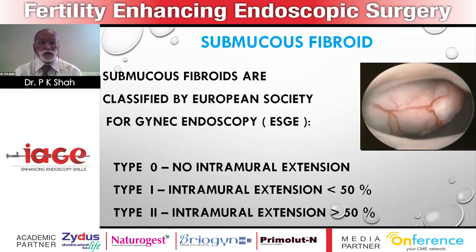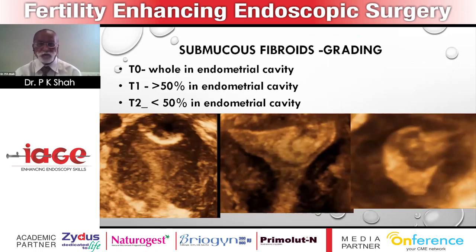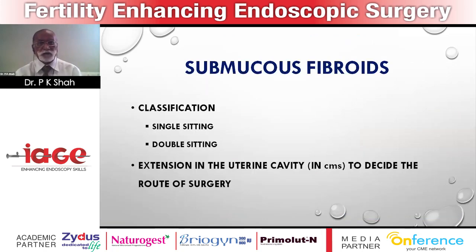When it comes to submucous fibroids, you all know about ESGE classification: type 0, no intramural extension. It is totally inside the uterine cavity. Type 1, less than 50% intramural extension, and type 2, more than 50% intramural extension. This tells you what type of surgery you would like to do in future when this patient is taken up. Again, the 3D ultrasound shows you the picture on the left, totally inside the uterine cavity, and the one on the right shows you more than 50% in the endometrial cavity.